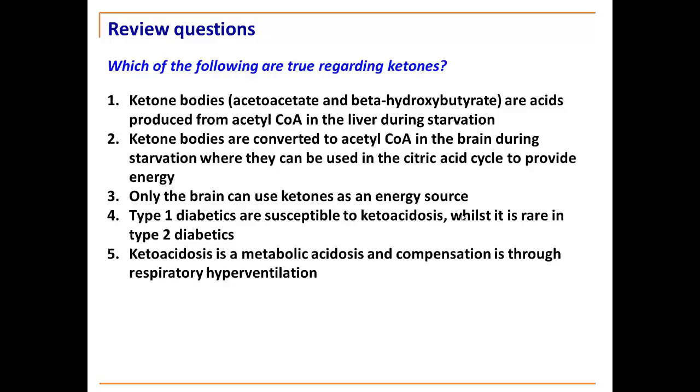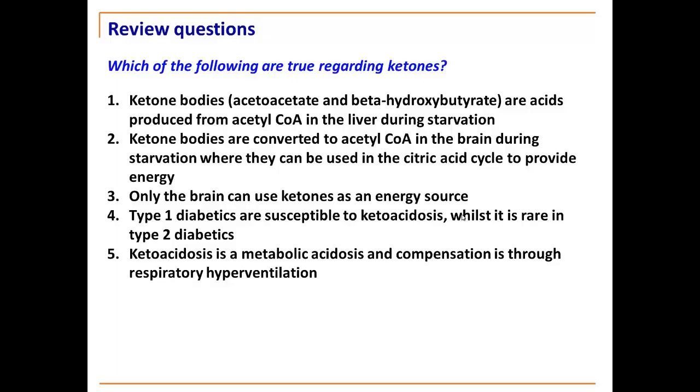Yes, that is correct. Remember, the ketones can be used as an energy source, in particular in the brain. Ketone bodies are converted to acetyl-CoA in the brain during starvation, where they could be used in the citric acid cycle to provide energy. Also correct. So when the ketones are transported into the cells in your brain, so into your neurons, they're converted back into acetyl-CoA, which is the starting point of the citric acid cycle, where we start to produce NADH and ATP and GTP.